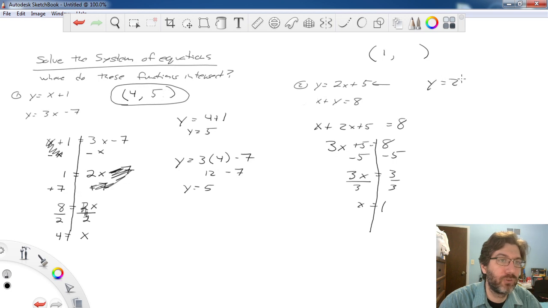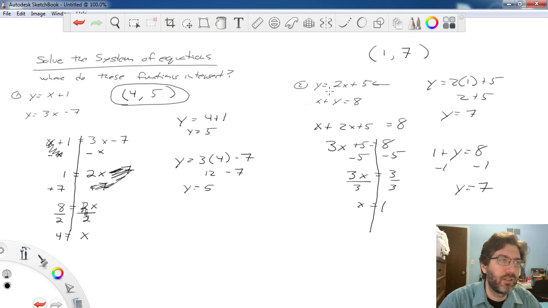Y equals 2 times 1 plus 5. So x equals 1, so instead of writing x, I wrote 1. 2 times 1 is 2 plus 5 gives you 7, so y here equals 7. And it would have worked for this one too. You would have gotten 1 plus y equals 8, and then you subtract 1 from both sides, and y equals 7. So it still works for both of them, but you have to plug into here.